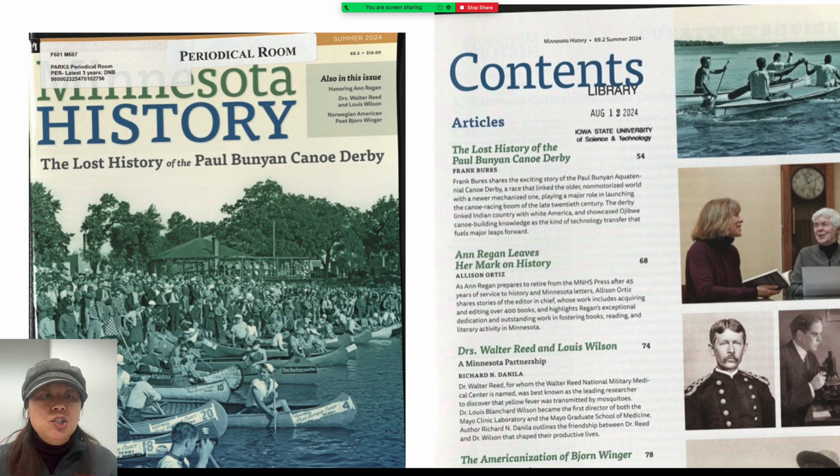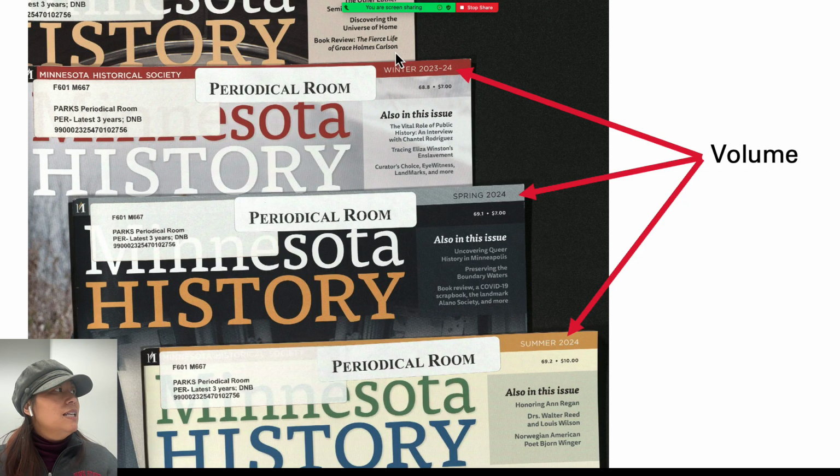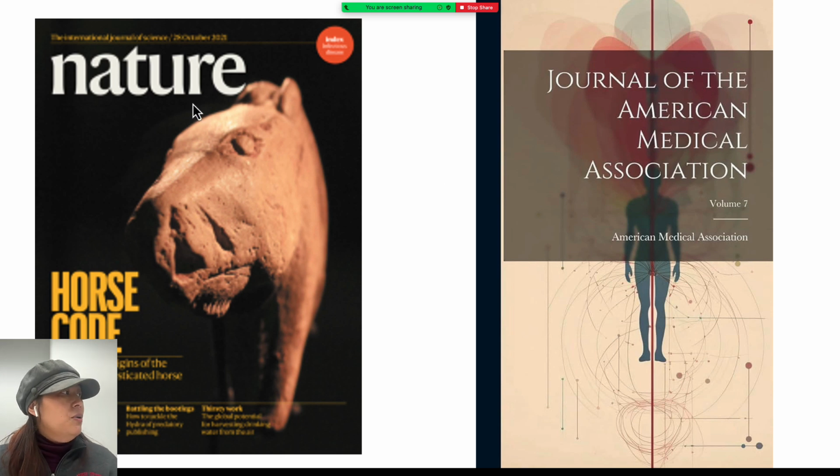Now, the other thing is journals are organized just like magazines in the fact that you notice, like in this magazine, you've got the winter edition, spring edition, summer edition. These are the volumes, okay, for a magazine. Journals also have sometimes different editions.